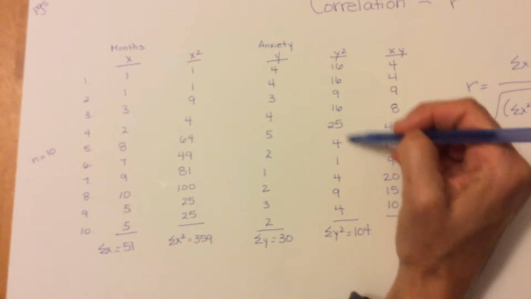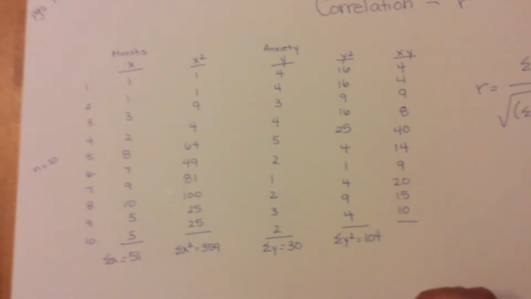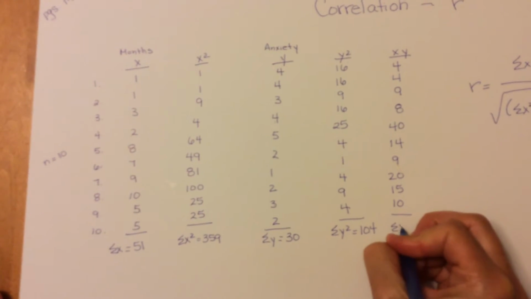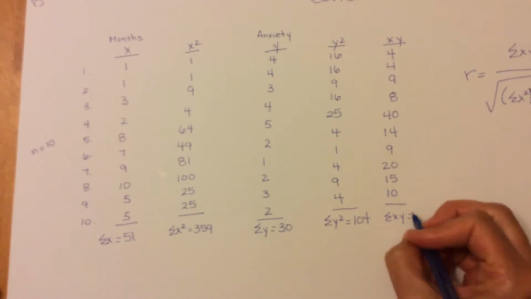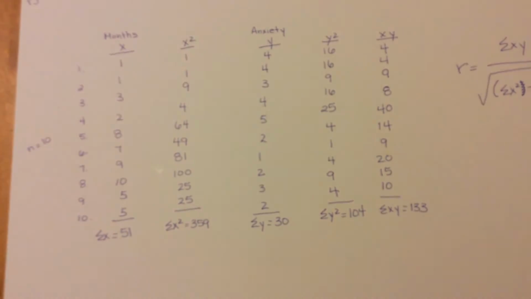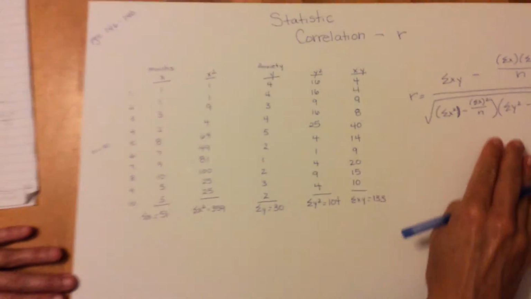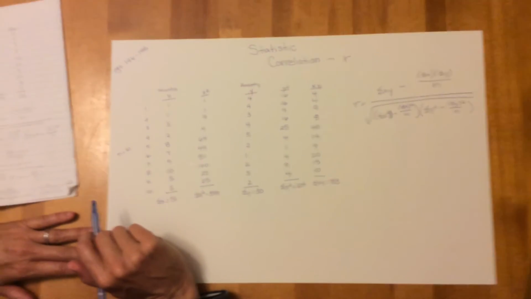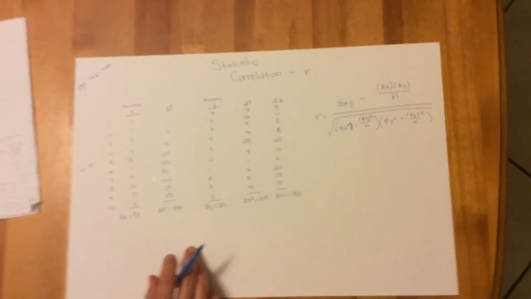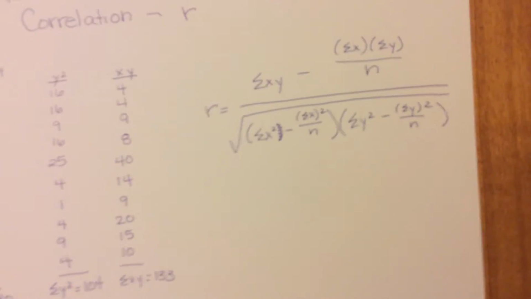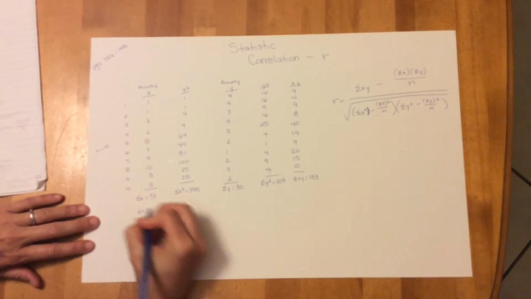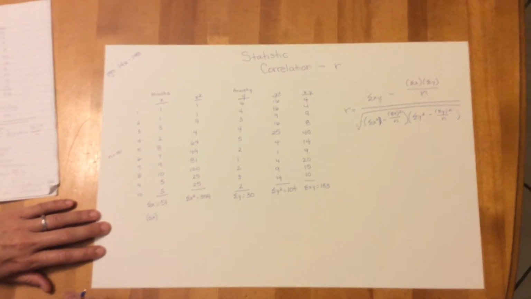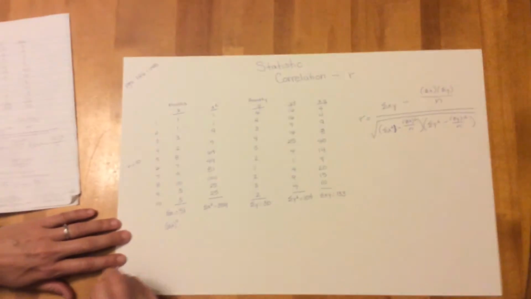So again, this is adding these all up. You come up with 104. And then our sum of xy is summing all of these up. You come up with 133. Okay? Now you actually have all the information to plug into that massive equation. But if you want to save yourself one more step, you could square sum of x, because you've summed them first, then we square it.